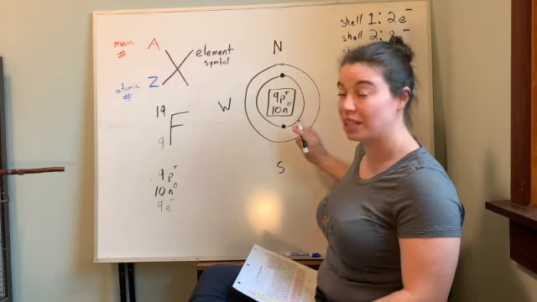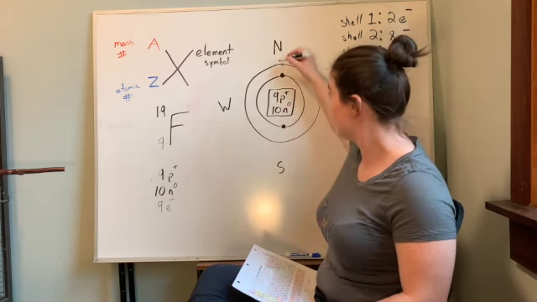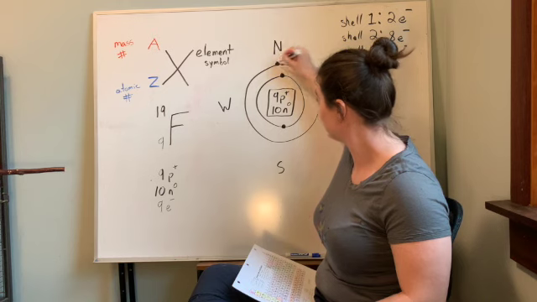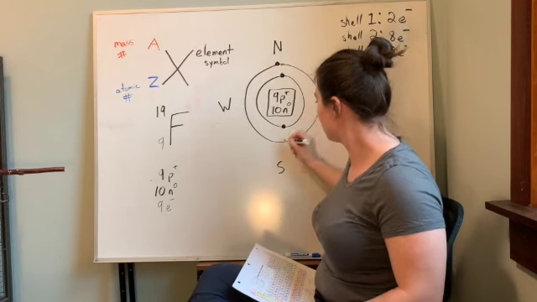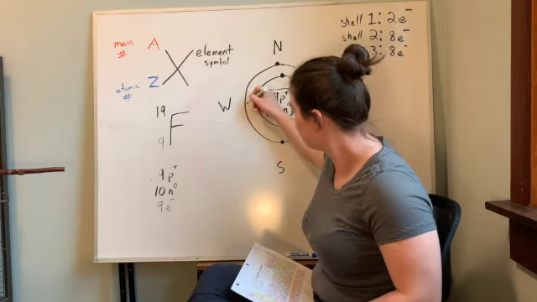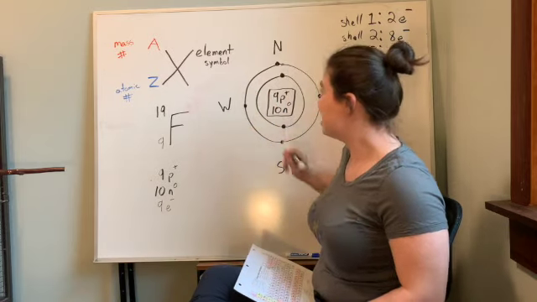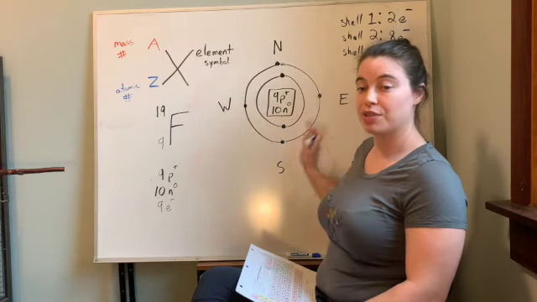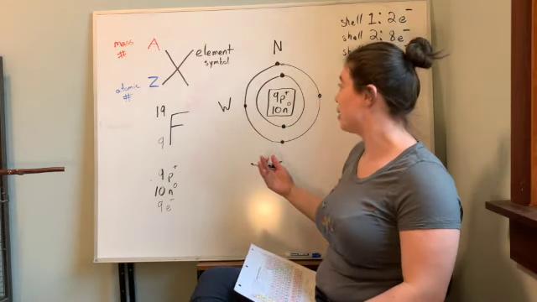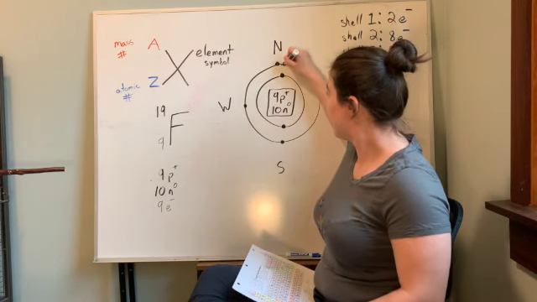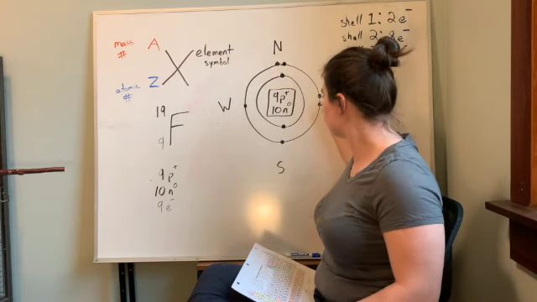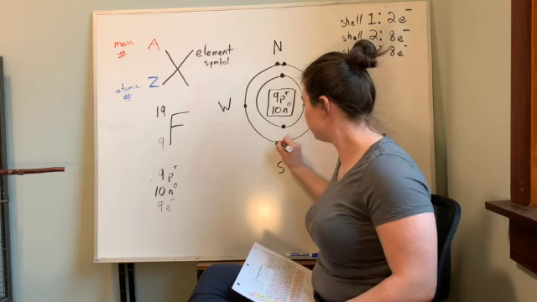So we have 7 electrons left because we've already used 2, and we've got 9 total. So 1, 2, 3, 4. Now that I've got 1 electron in each quadrant, I can start making pairs. 5, 6, 7.